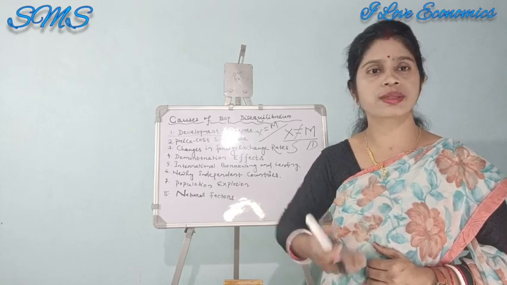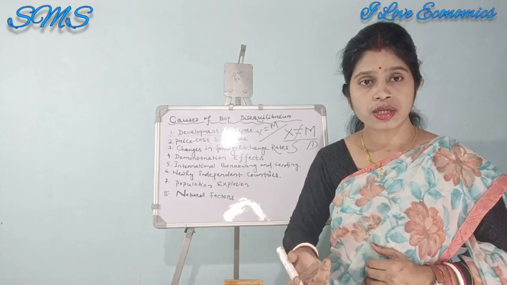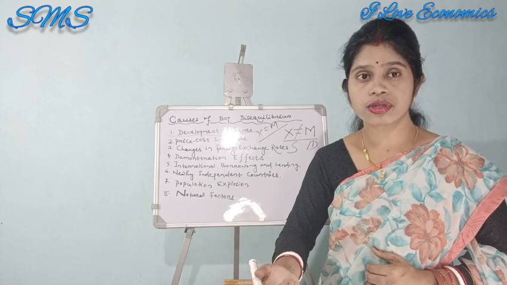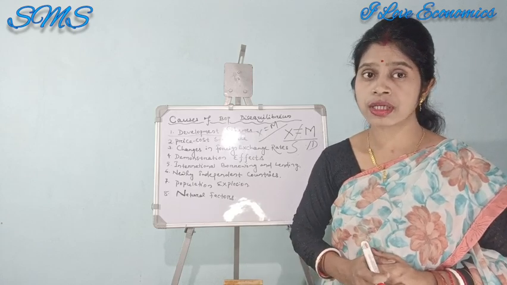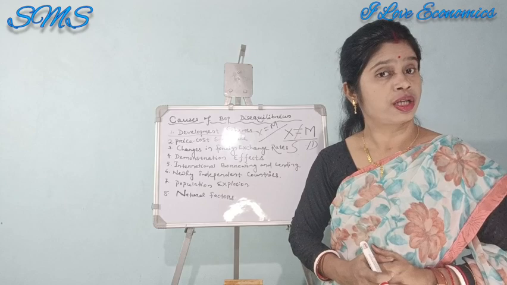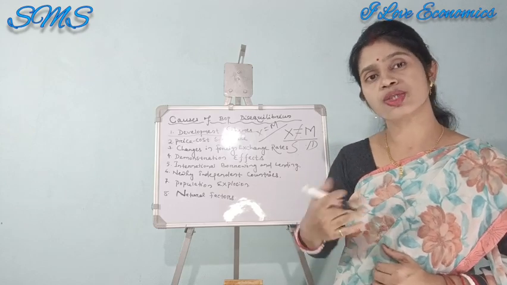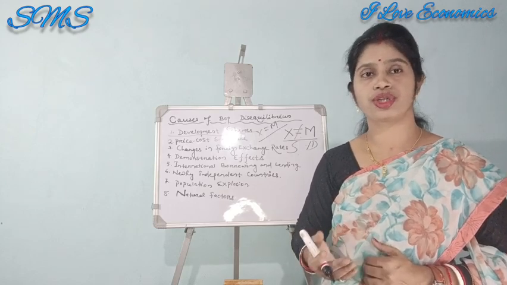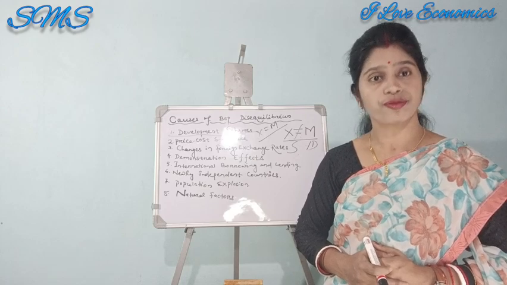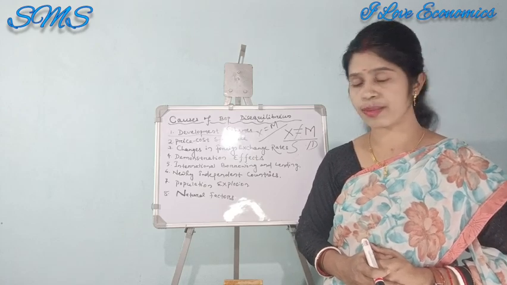Export will be cheaper, which means a greater amount of export will be there, so export is greater than import. So the balance of payment will be favorable, and the balance of payment will be in surplus. Okay. So surplus or deficit. These are the causes which are responsible for disequilibrium of balance of payment.